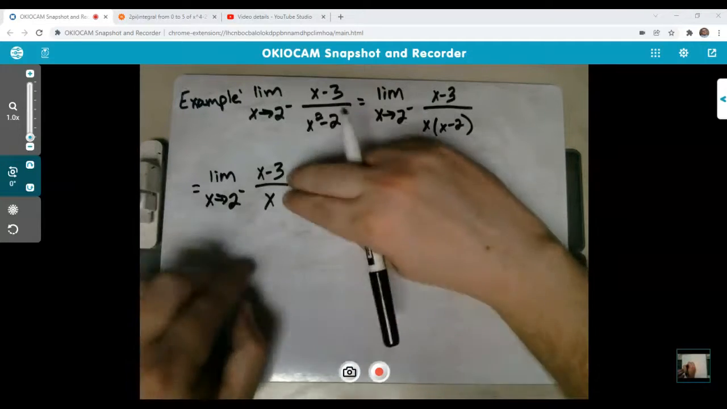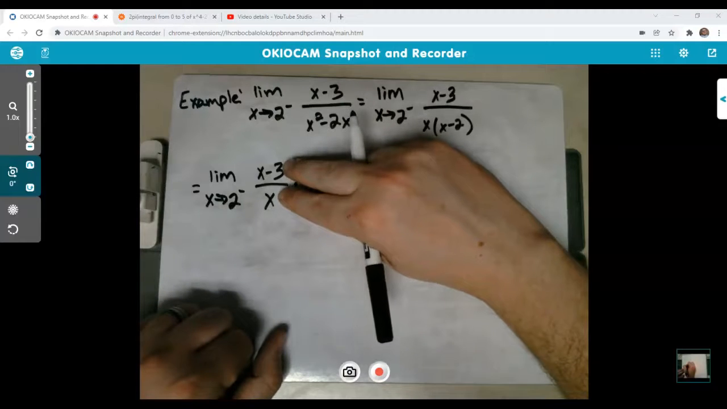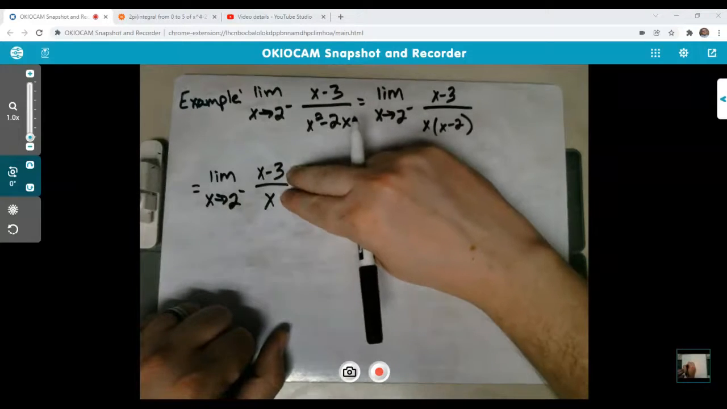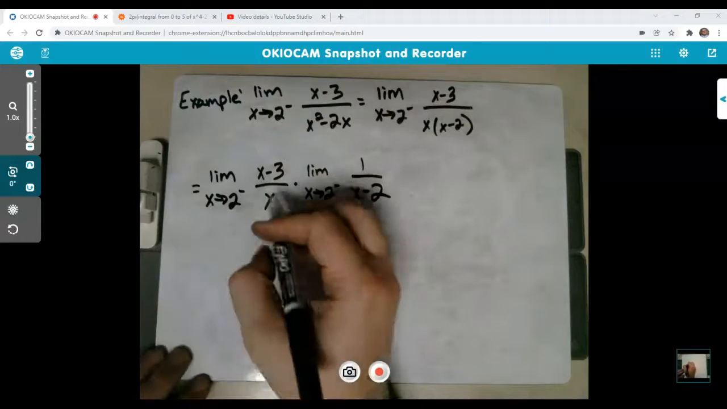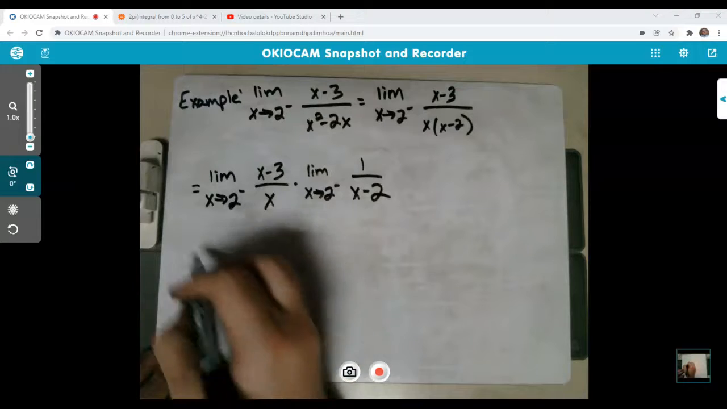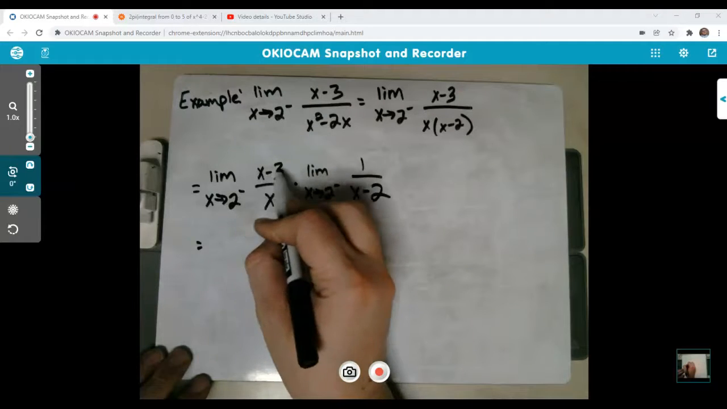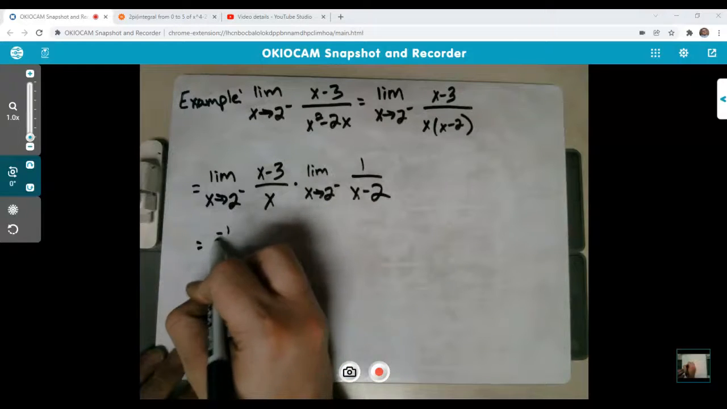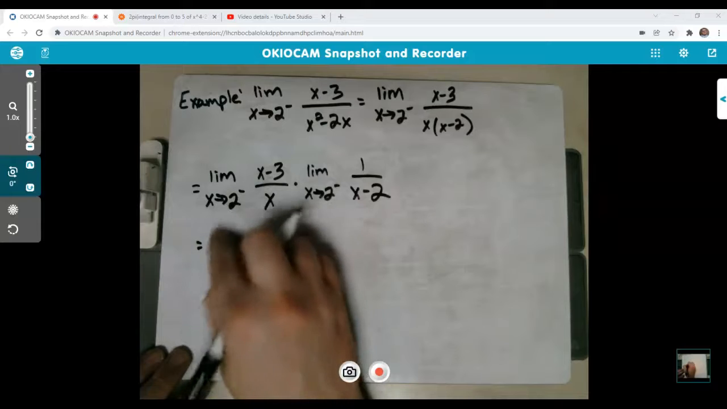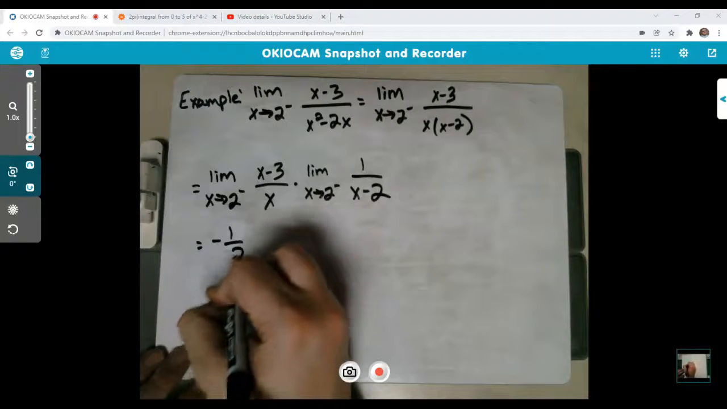So I'm going to start right here. This one I can actually just plug into, and that's fine. So let's do that. If I plugged in a 2 into that, that would be 2 minus 3 over 2, which is negative 1 over 2. So negative 1/2. I get negative 1/2 right there. That's good.